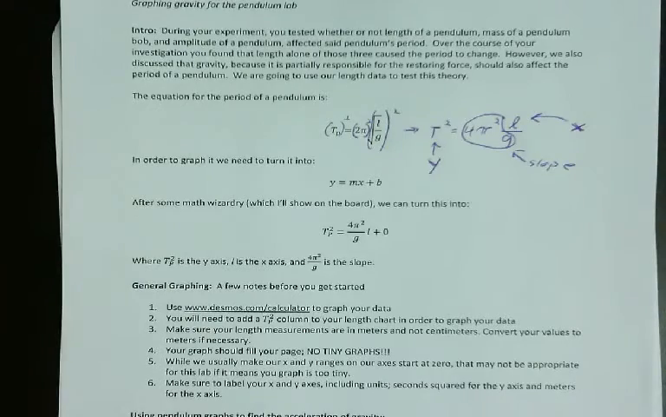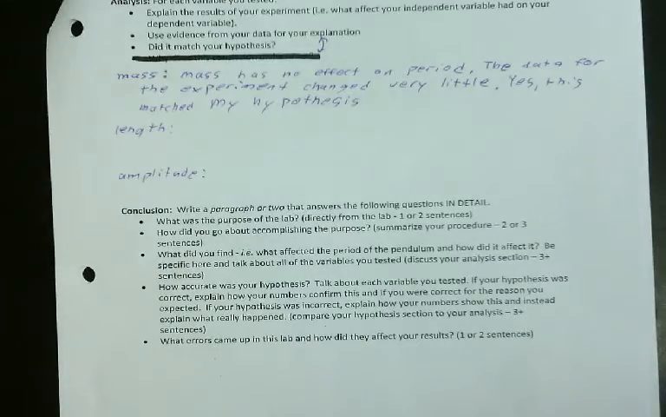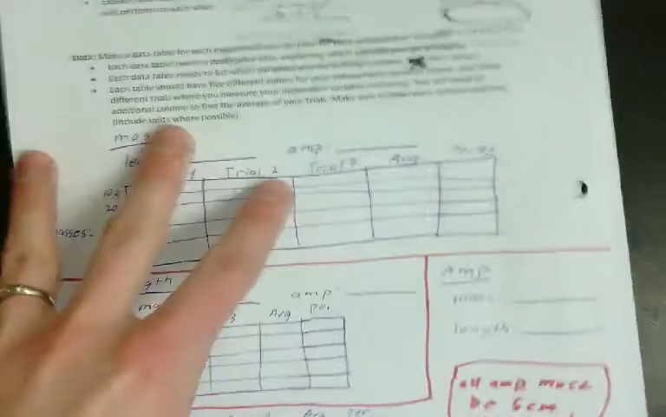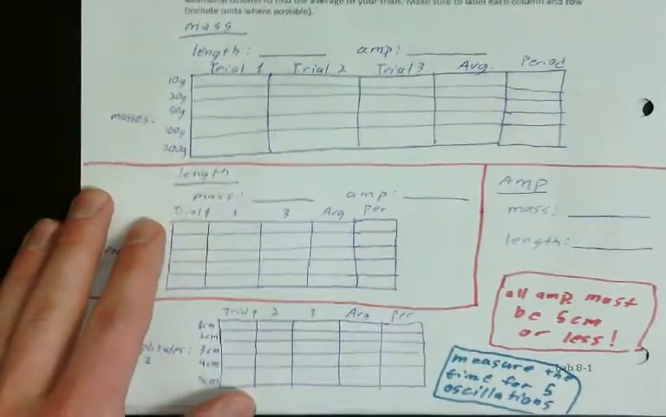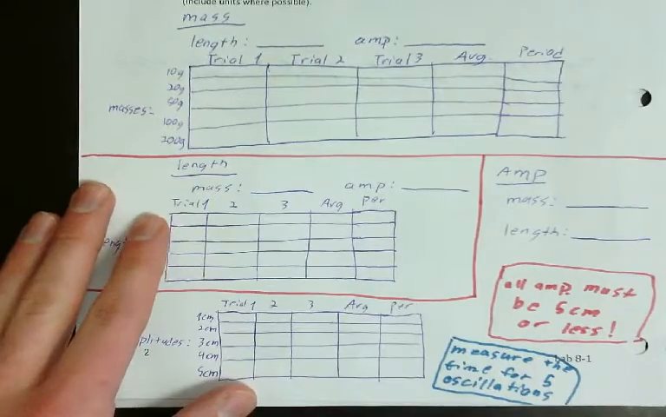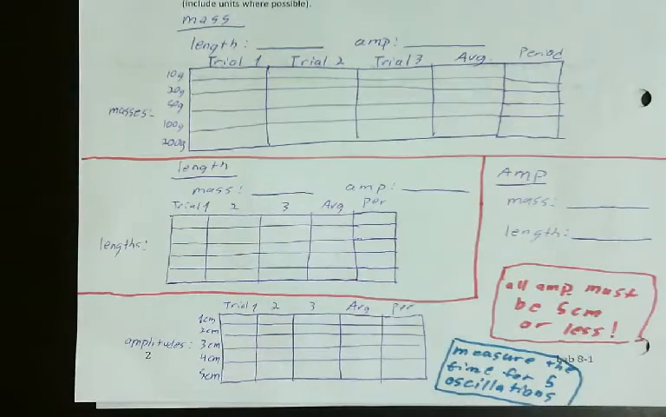Here's what you're going to do. You're going to go to your Lab A. So go ahead and pull Lab A up in front again. You are going to find your data table for length. Not your data table for mass, not your data table for amplitude, your data table for length. We're going to plot length as the x-axis, and we're going to plot period squared as the y-axis on the graph.